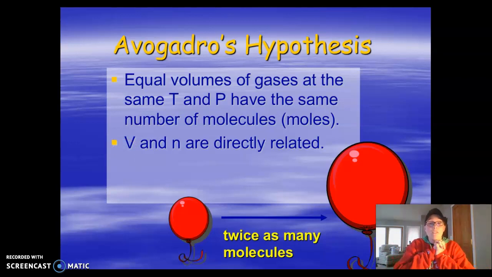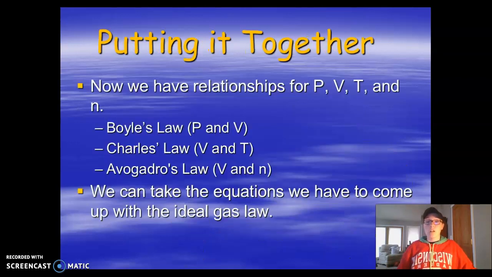So that's what Avogadro said, and we can put that in together, and that gives us what we're going to do when we have a flat tire. We're going to put more air in the tire. And so therefore, we have Avogadro's law being added to the laws that we already have. That gives us what we call the ideal gas law. So now we have relationships with P, V, T, and N, and we can put them all together.